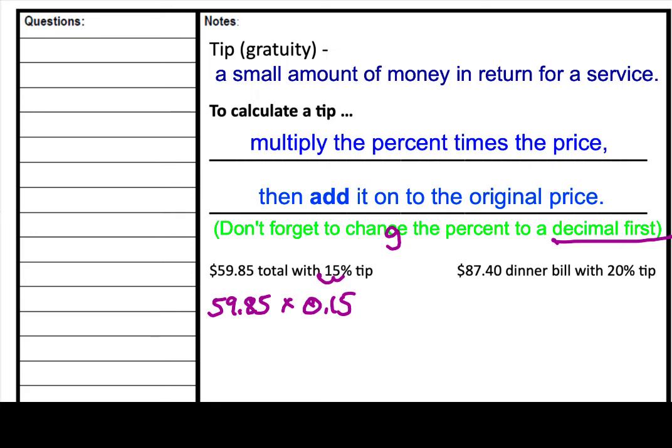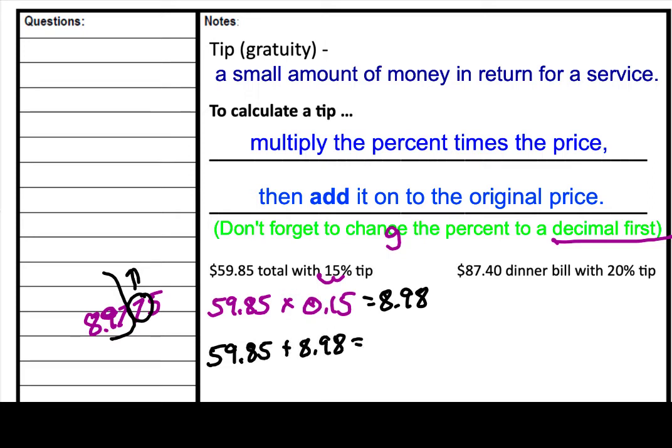So 59.85 times 0.15 gives me 8.9775. Again, since it's money, we're going to round off to 2 decimal places. That third digit is a 7. 7 says round up. So it's going to round up to $8.98. That's how much you're tipping, maybe your waiter or maybe your hairstylist or somebody. That gets added to your price.